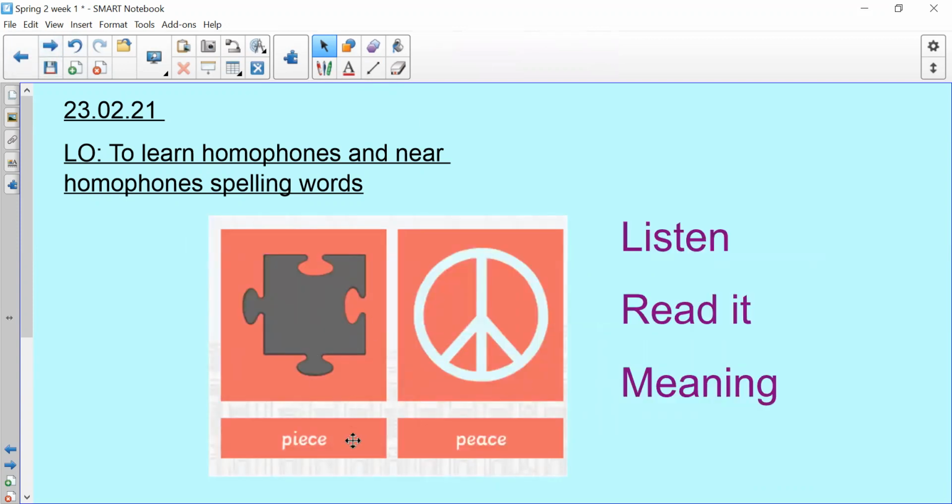So again, here's our example, peace and piece. So if you listen to the two words, peace and piece, they sound the same, don't they? But then when you read the words and how they are spelt, it gives us information about the meaning. And when we think about the meaning of these two words, we are reminded that they are very different things. Okay?